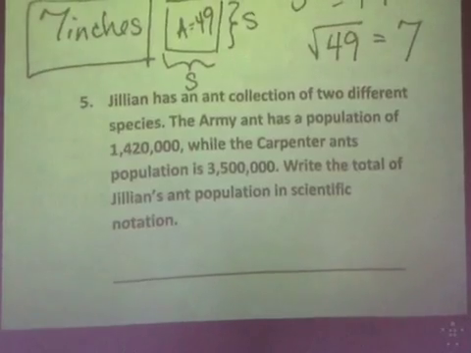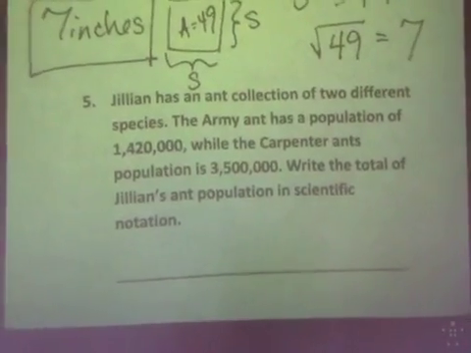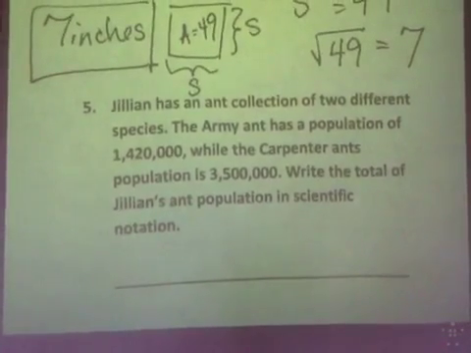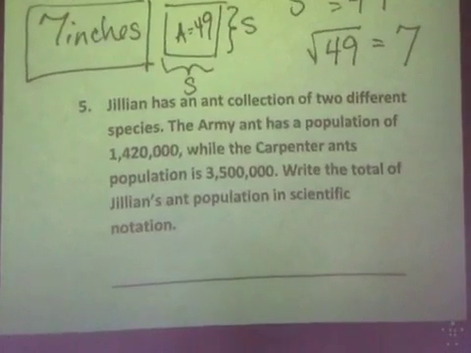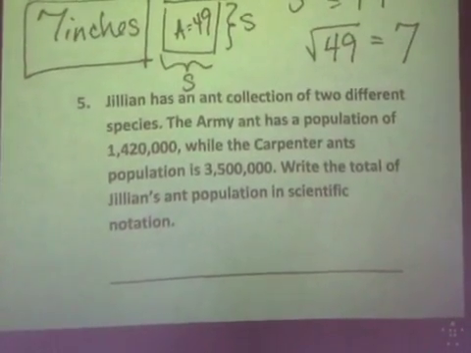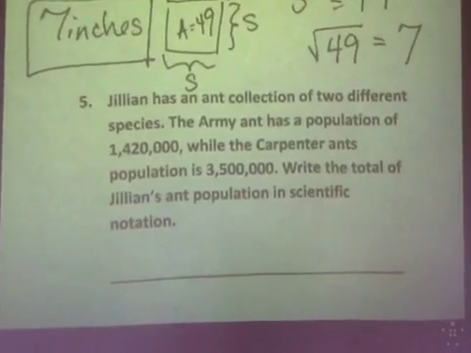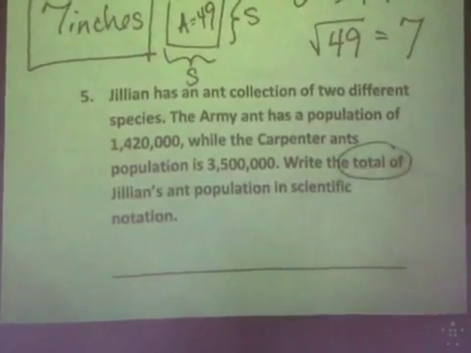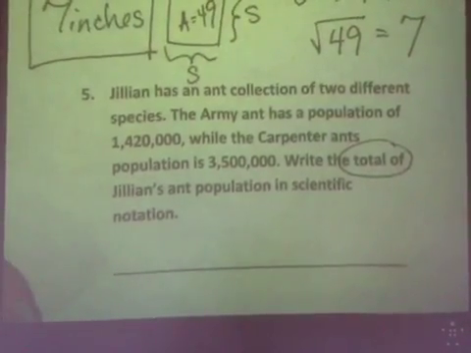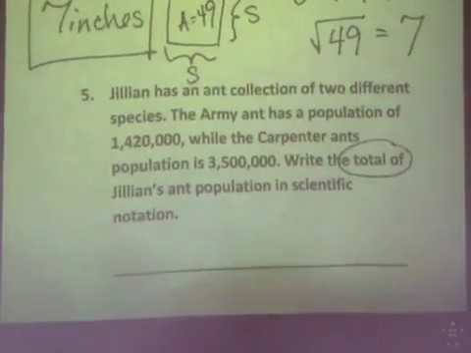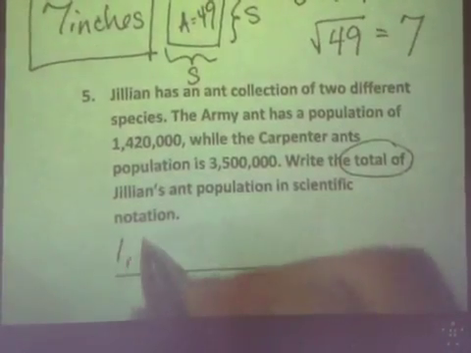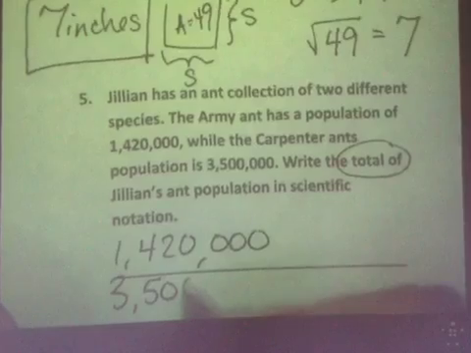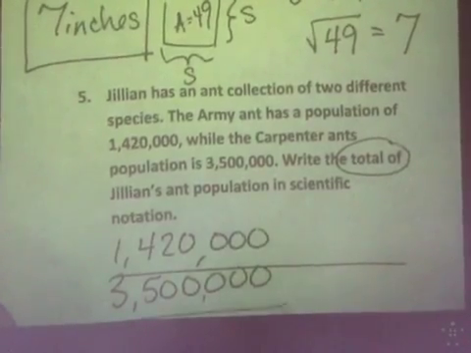Okay, Julian has an ant collection of 2 different species of ants. The army ant has a population of 1,420,000, while the carpenter ant's population is 3,500,000. Write the total of Julian's ant population in scientific notation. So what I'm going to do first is I'm going to add the 2 together because when I'm finding a total, I add the two sums, or add the two totals together. So you should be able to just line these up. Probably take you just as much time on the calculator.